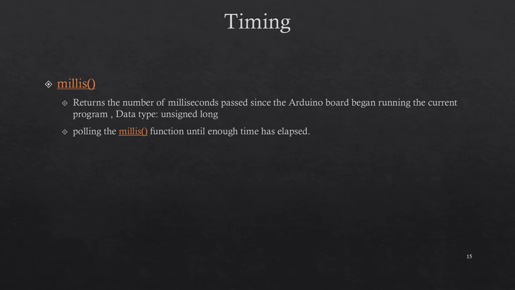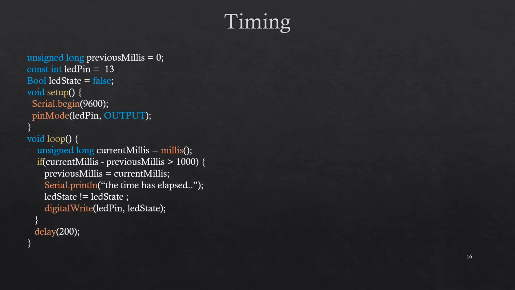You can poll the millis function until enough time has elapsed. Poll means you just call it and call it again and again until you see that enough time has elapsed. Let's take a look over this example. Now this example will blink an LED using the millis function instead of the delay, and it will print something to the serial monitor. In the first line, we have stored the last time the LED was updated. We have defined where the LED would be connected to. We have made a bool variable and we have assigned a false value to it.